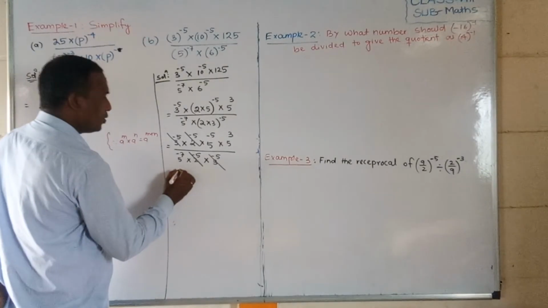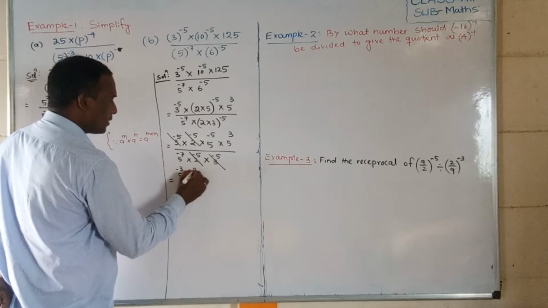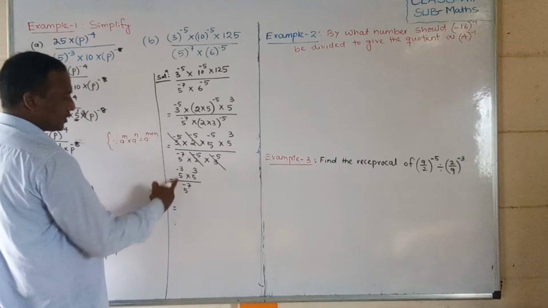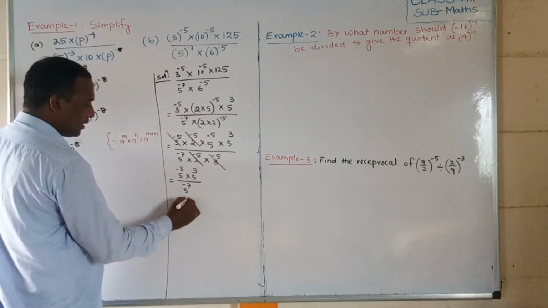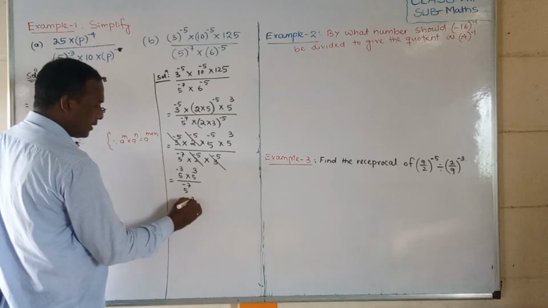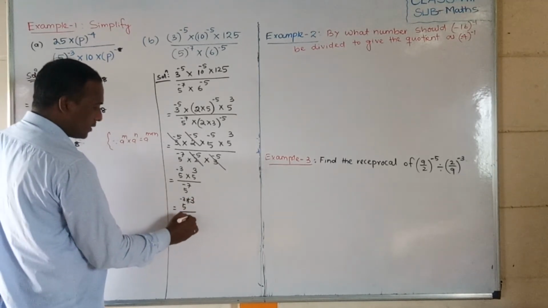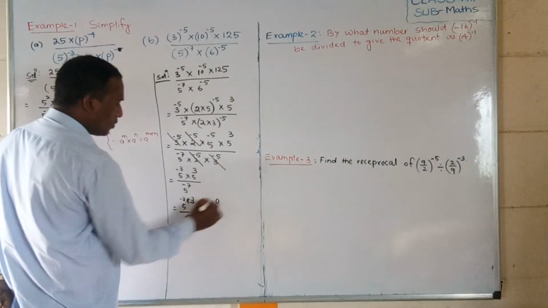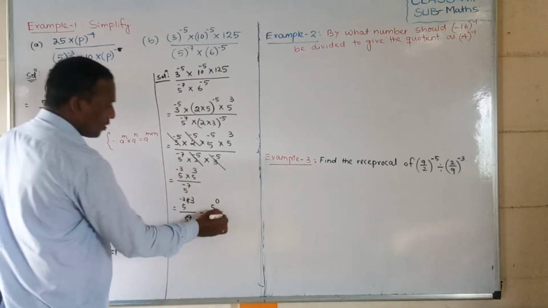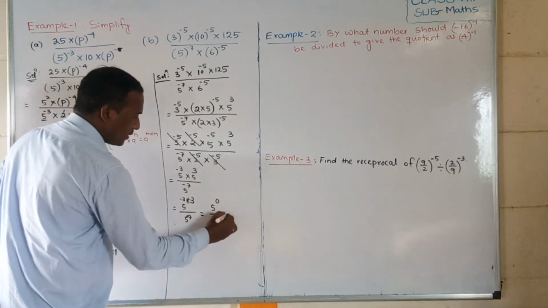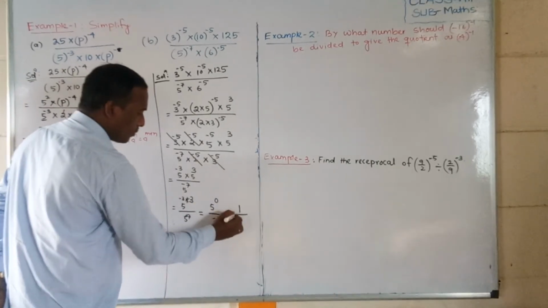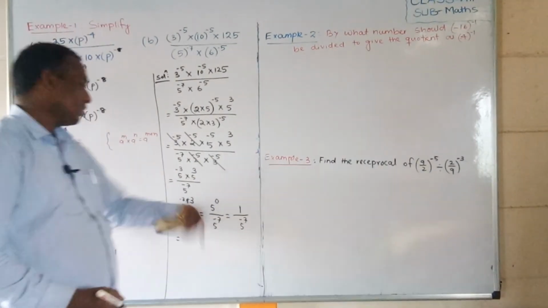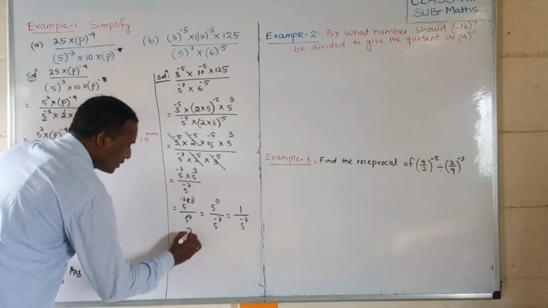What remains is 5 to the power -3 into 5 to the power 3, divided by 5 to the power -7. Adding the powers, -3 plus 3 is 0, so we get 5 to the power 0 divided by 5 to the power -7, which is 1 by 5 to the power -7. With the negative sign, it becomes 5 to the power 7. This is our answer.